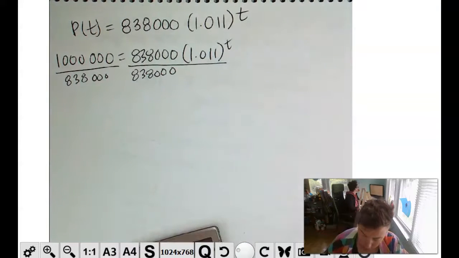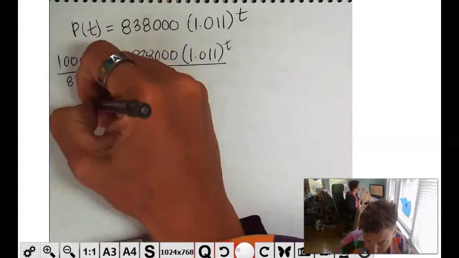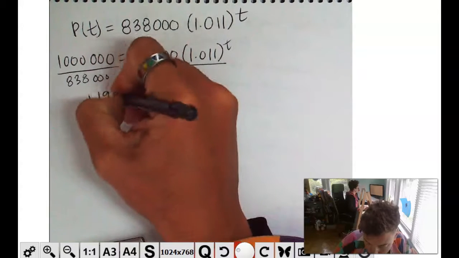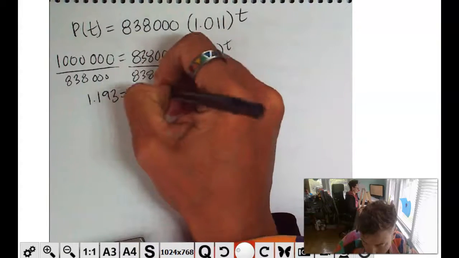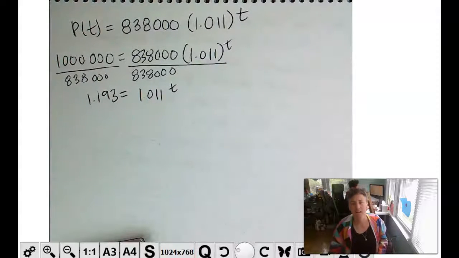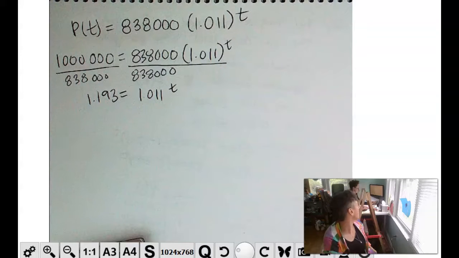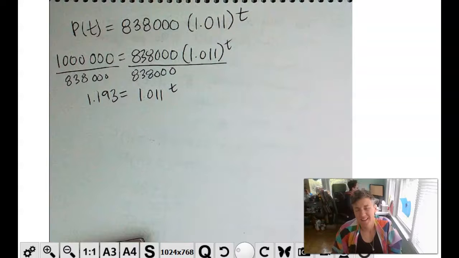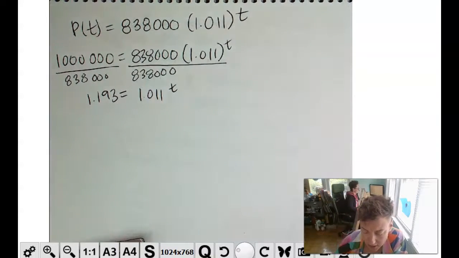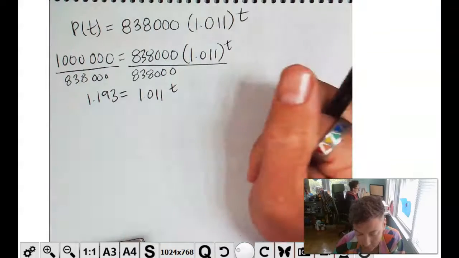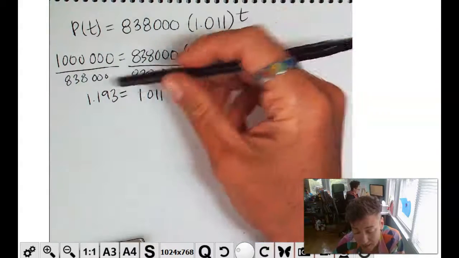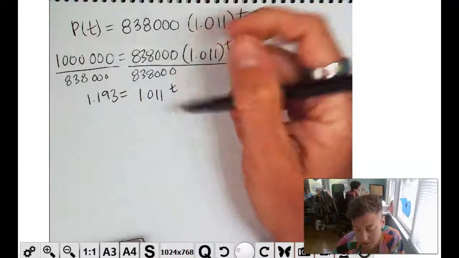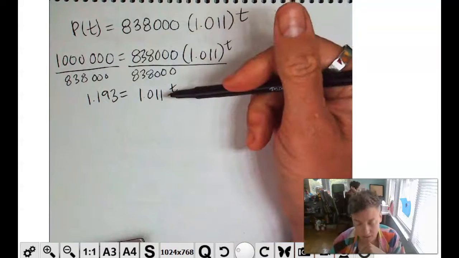Calculator: 1,000,000 divided by 838,000 equals 1.193. That should be enough, to the 1.011 t. It's just computation. You just gotta plow through it. Well, I don't know what that is as a power of something. No way. Let's use our log trick.